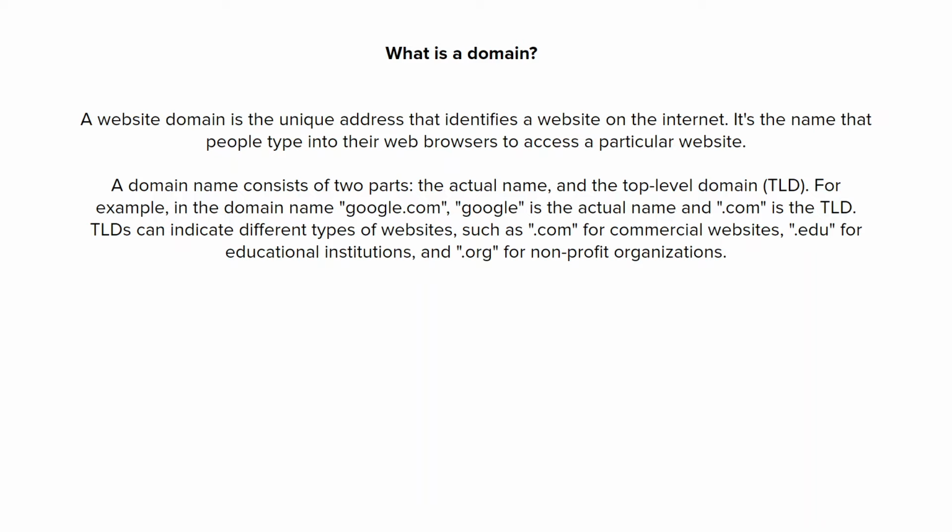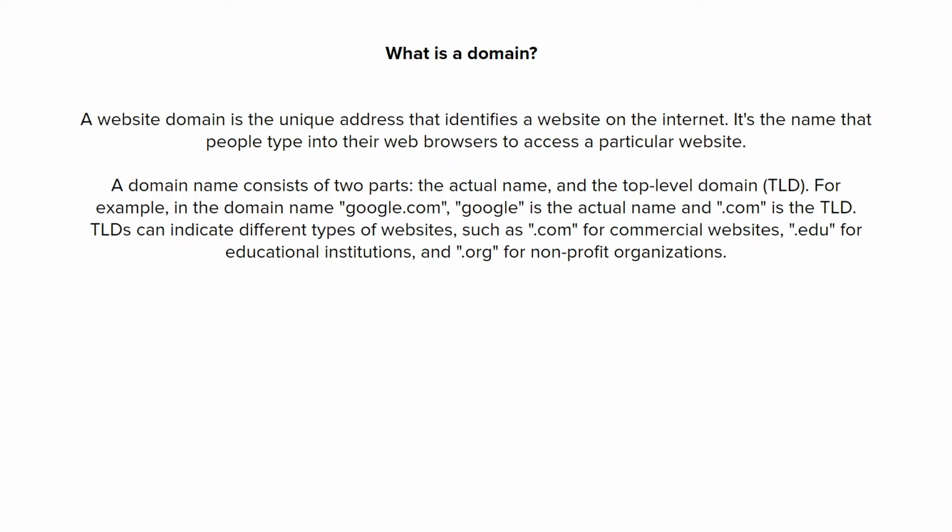So TLDs can indicate different types of websites like .com for commercial websites, .edu for educational institutions, and .org for non-profit organizations as well. But a website domain essentially serves as a memorable and user-friendly way for people to access a website. And when a user enters a domain name into a web browser, the DNS translates that domain name into the corresponding IP address of the web server hosting the website.